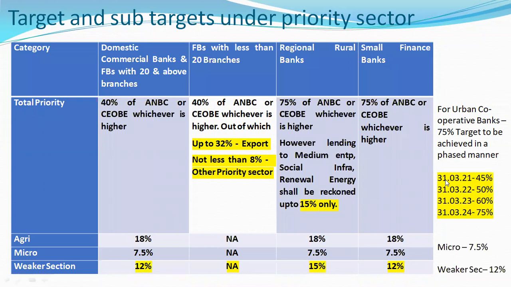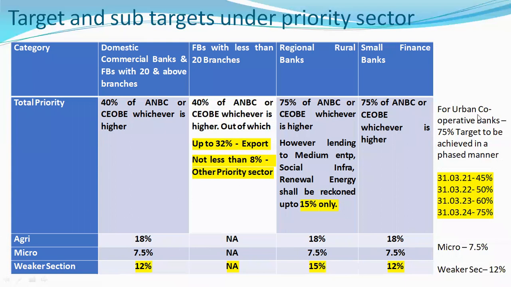So this is the right answer, friends. Correct answer is for weaker section 12%. 12% is the target for commercial banks and foreign banks, and for small finance banks it is 12%, and for RRBs it is 15%. And another question was for micro enterprises. For micro enterprises 7.5% is for all, whether it is commercial banks, foreign banks, RRBs and small finance banks.